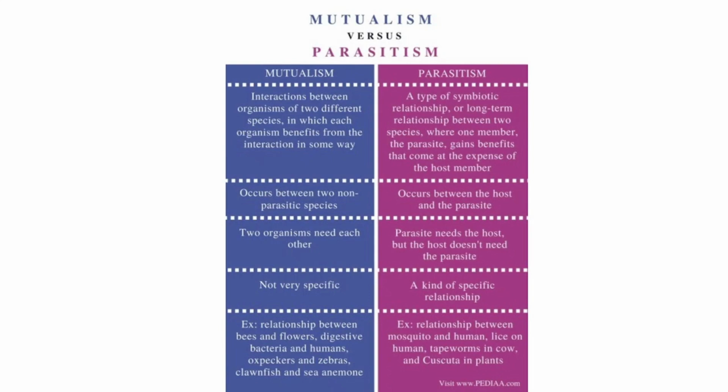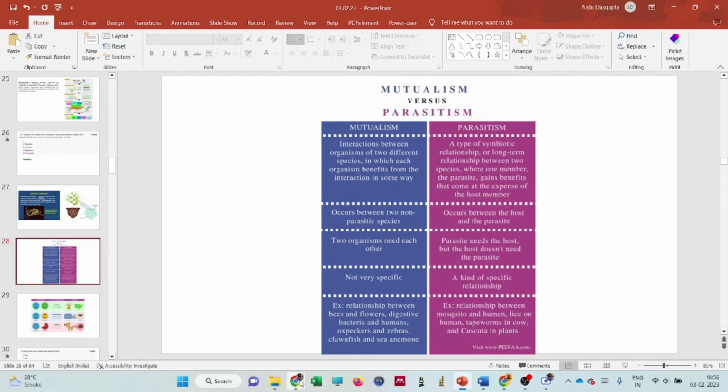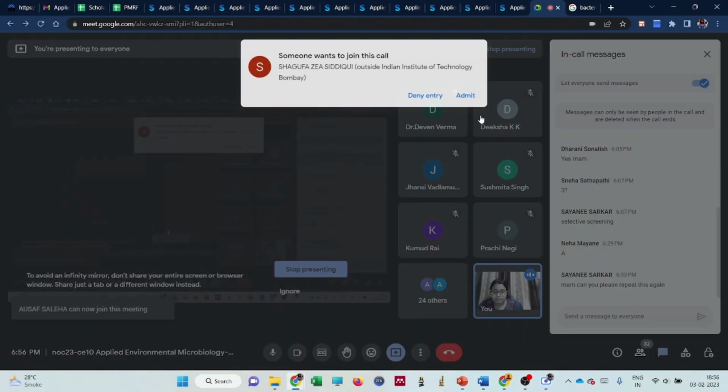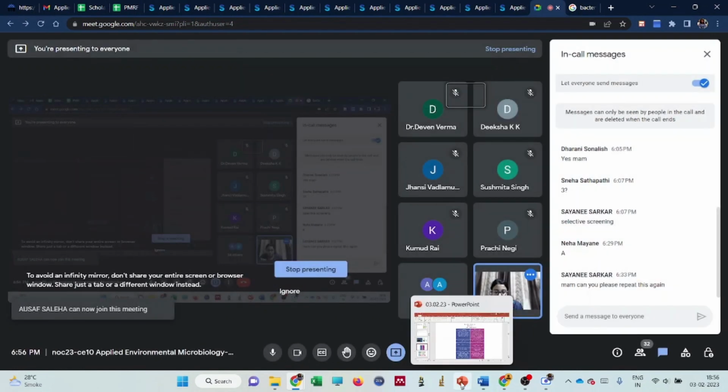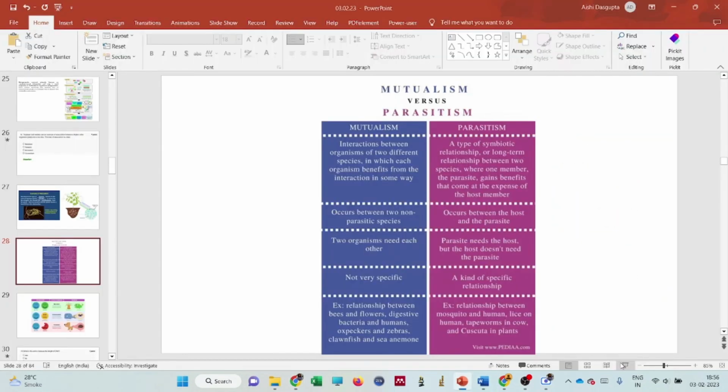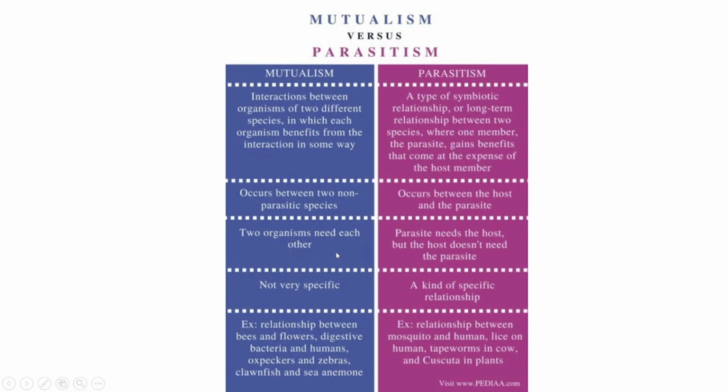Mutualism occurs between two non-parasitic species, and in parasitism, one is called the parasite and the other is called the host. In case of mutualism, both the organisms need each other. But in case of parasitism, obviously only the parasite is getting benefit from the relationship, so only the parasite requires the host; the host doesn't require the parasite. And this is not a very specific relationship.